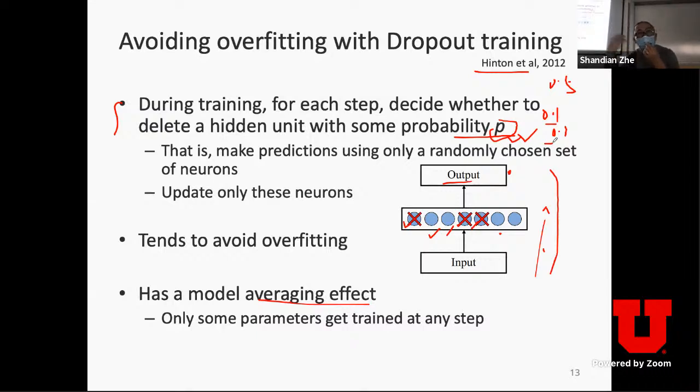It rarely happens, but if it happens, you have to take some remedy. You cannot have a layer fully deleted, because then you cannot forward pass any messages or information. So if that really happens, you have to write a line of code to avoid it, like resampling.